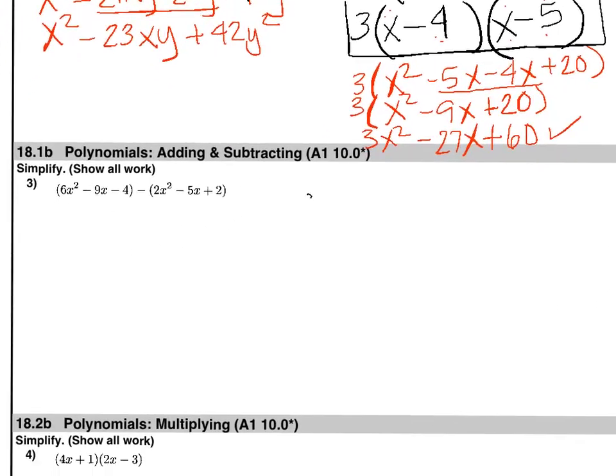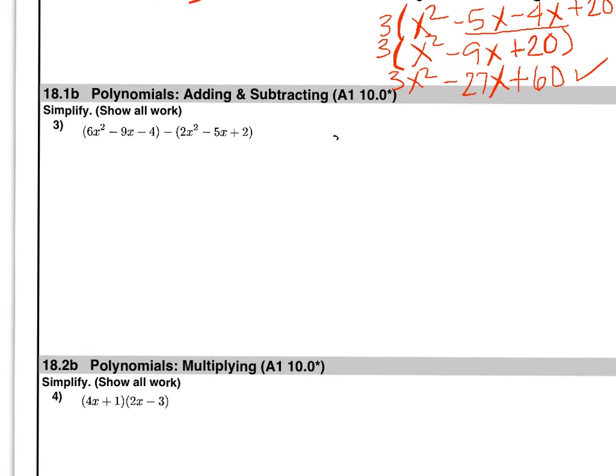Let's go to problem number 3. This one is adding and subtracting. So again, take a look at the title of your section so you can just double check what you're supposed to be doing. Okay? Now when I'm adding and subtracting, I almost always write them on top of each other. You can distribute the negative, but sometimes you forget that you actually have to distribute that negative. So when you're dealing with subtraction, remember that you change it to addition and change the sign.